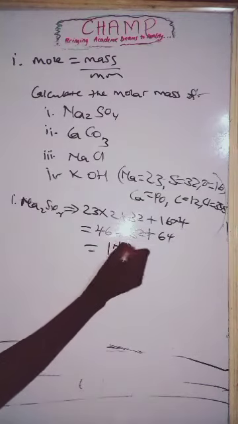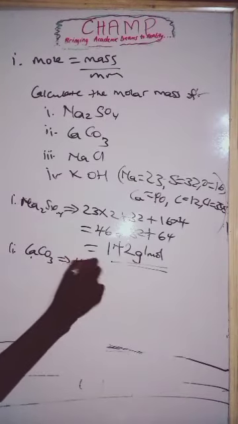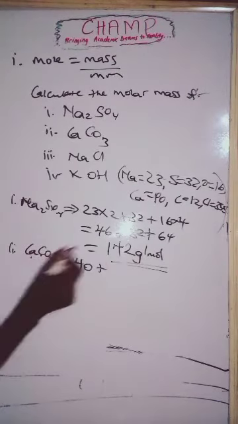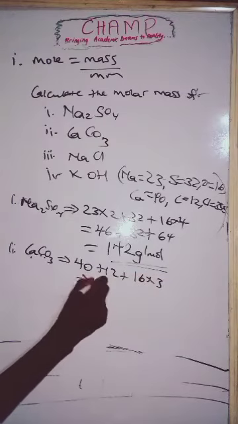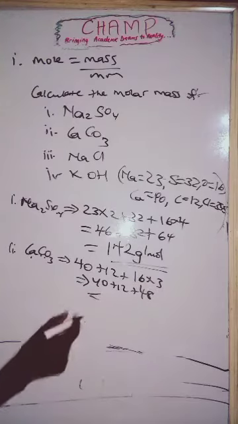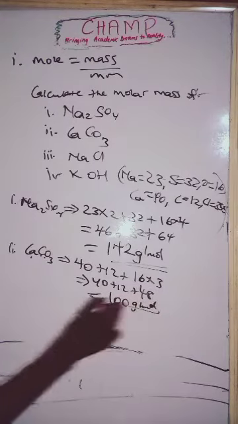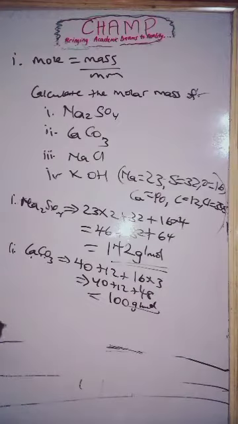The second question, we have CaCO3. What's Ca? That's 40 plus, what's carbon? That's 12. What's oxygen? That's 16 times 3. 40 plus 12 plus 16 times 3, which gives you 48. If you add it up, you should get what? 100 gram per mole.